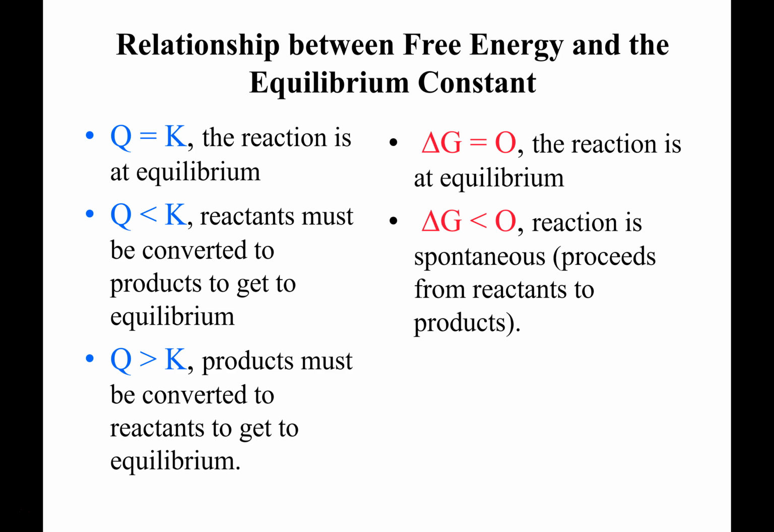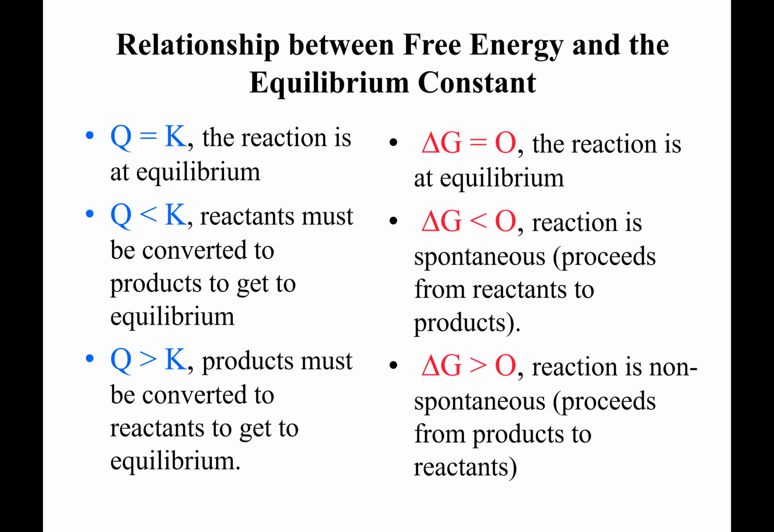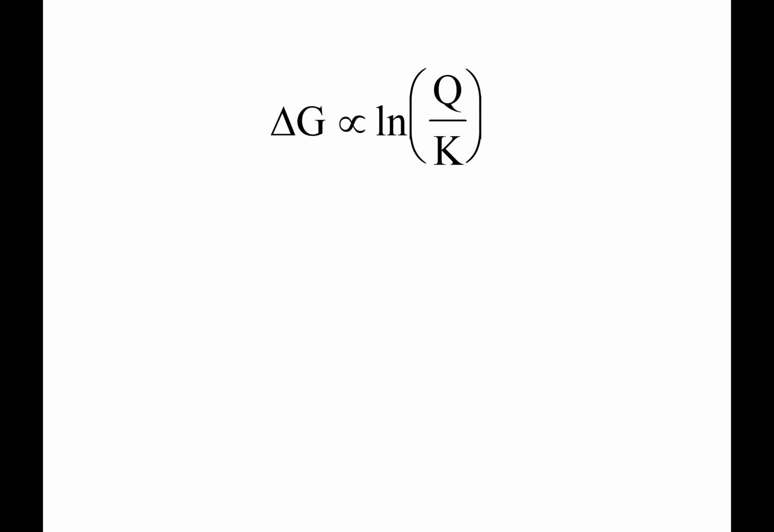One more compare and contrast. If your Q, your snapshot, is too big, that means you have too much product and it's going to have to go back to form reactants. Similarly, if your Gibbs free energy is greater than 0, then it's not spontaneous as written, but if you want to get it spontaneous, you just swing it around the reaction arrow. So we have these compare and contrast things going on.